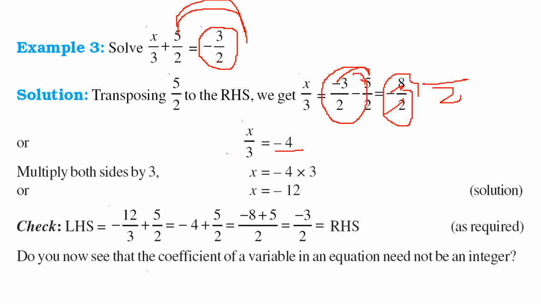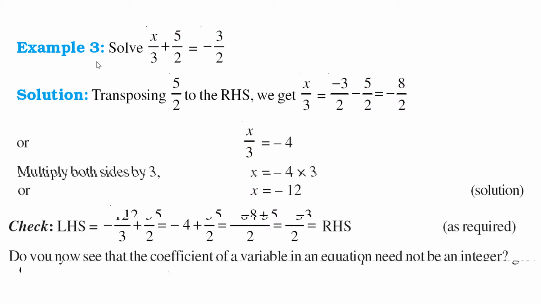Now you can just multiply both sides by 3, or you can transfer this 3 on the right hand side. It will be 4 into 3 if you take it on the right hand side. So this x becomes minus 12. And you can check it also. X, if you put it minus 12 here, you get the left hand side equal to right hand side.